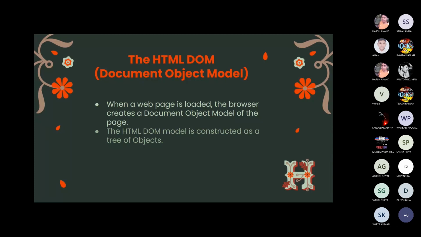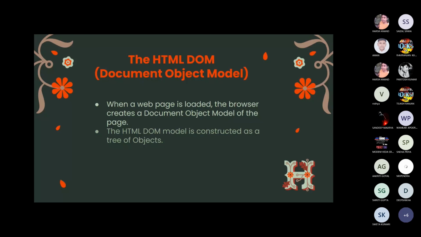The HTML DOM is, when a web page is loaded, the browser creates a Document Object Model of the page. The HTML DOM model is constructed as a tree of objects. With the HTML DOM, JavaScript can access and change all the elements of an HTML document.